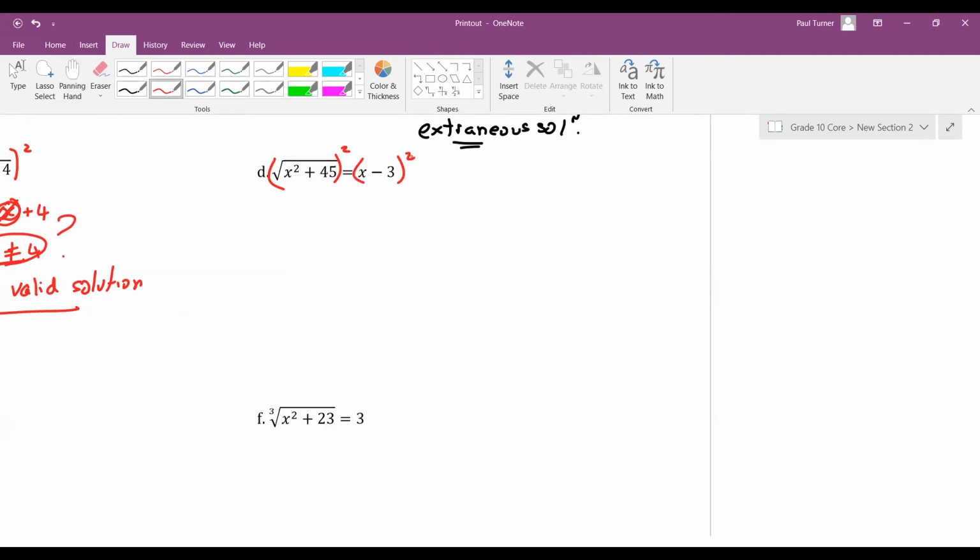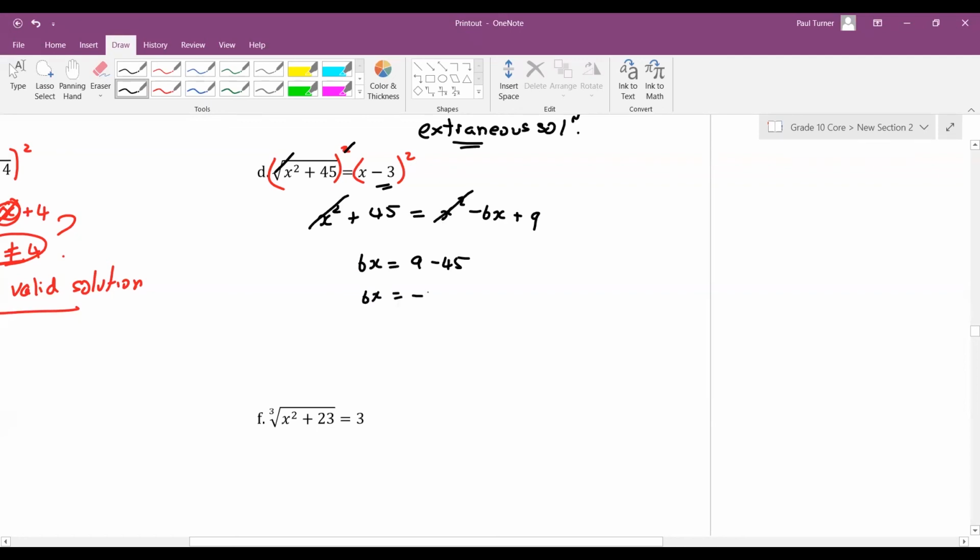So with this question, square both sides. This would cancel, wouldn't it? Can't cancel anything here. We can expand that. So you're going to get x squared plus 45 equals, now if we expand that, we'll get x squared minus 6x plus 9. Okay, if you expand that perfect square, your x squared is going to cancel. You're going to end up with 6x equals 9 minus 45, which is 6x equals minus 36. Then divide by 6. x would be equal to minus 6.